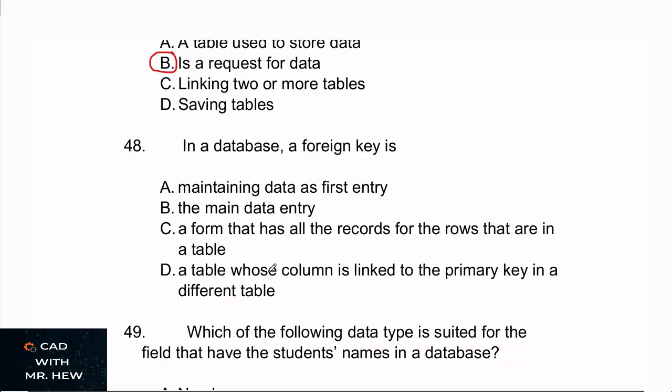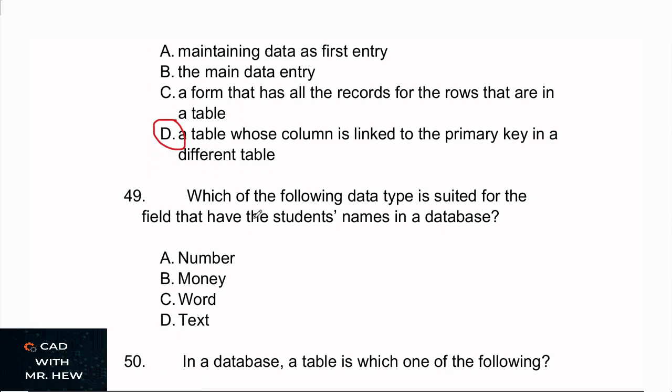D, a table whose column is linked to the primary key in a different table. The answer is D. Or 49.